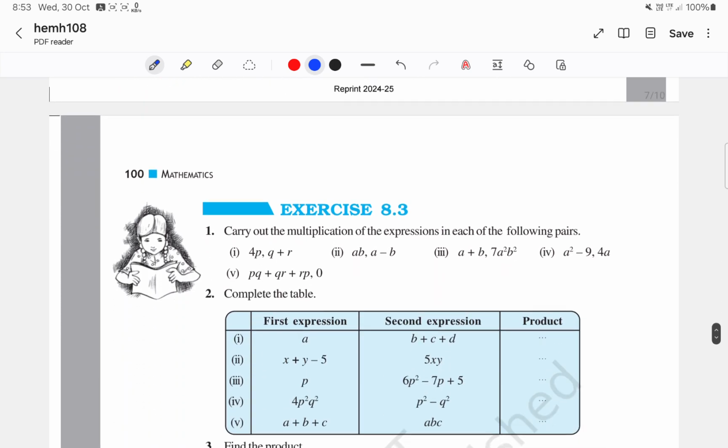So in the next lecture we will study exercise 8.3.